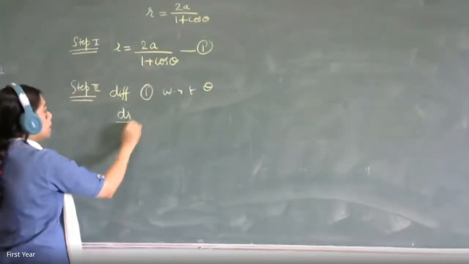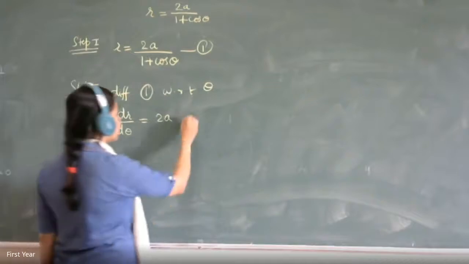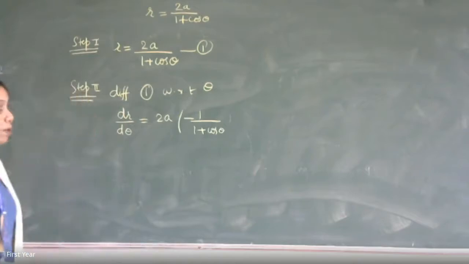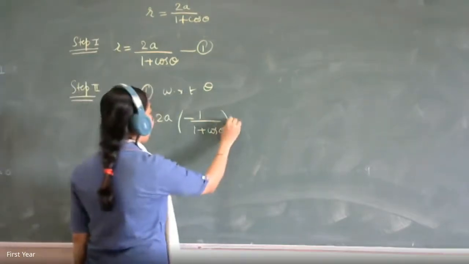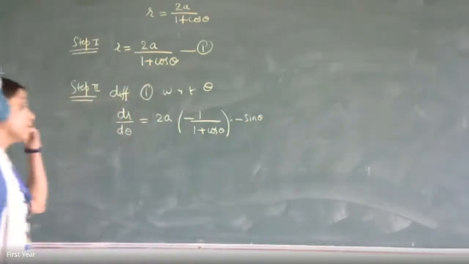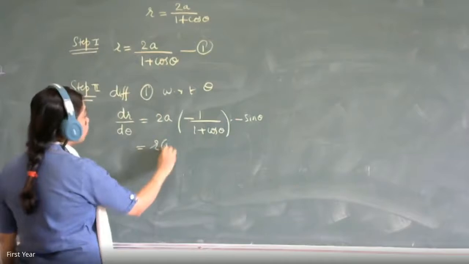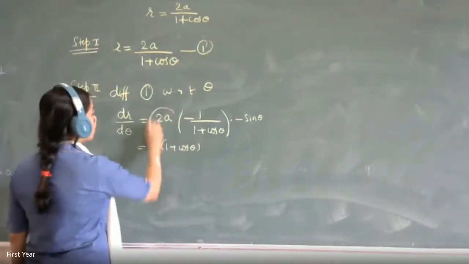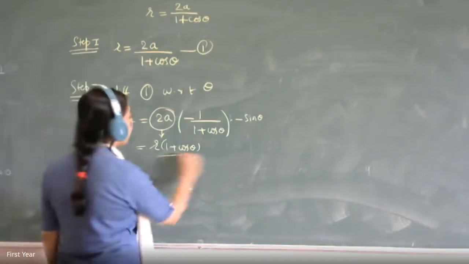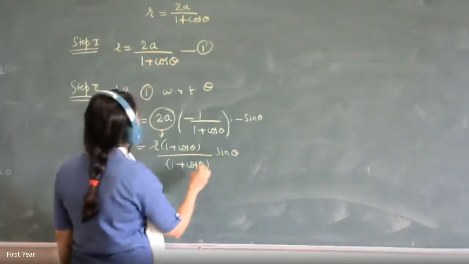dr by d theta is equal to 2a, which will remain as it is. Derivative of 1 upon 1 plus cos theta is minus 1 over 1 plus cos theta, into derivative of 1 plus cos theta, that is minus sin theta. So minus minus will become plus. You substitute the value of 2a, that is r into 1 plus cos theta, divided by 1 plus cos theta into sin theta. Minus minus cancels. Actually, this is square.